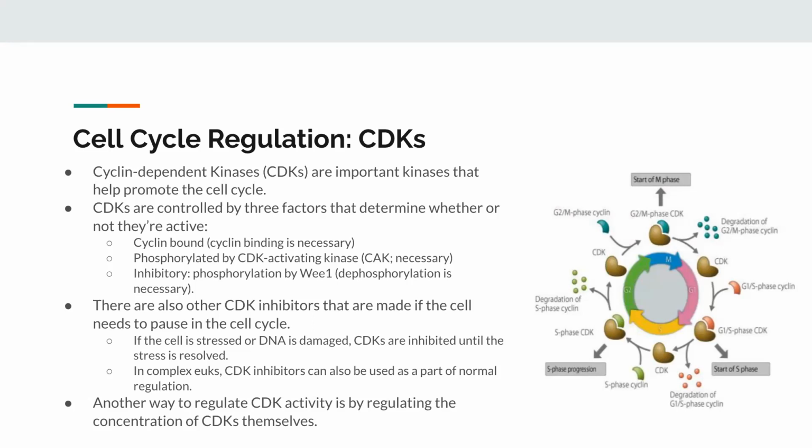So what happens is you'll have a CDK, it'll bind the cyclin, it'll get phosphorylated twice, once by the CAK and once by the WEE1. In that stage, the CDK is actually still inactive. That WEE1 phosphate needs to be pulled off. It needs to be dephosphorylated for the CDK to be fully active. Does that make sense? So you need the cyclin to bind, you need phosphorylation from CAK, and you need dephosphorylation of the phosphate that WEE1 has put onto it.